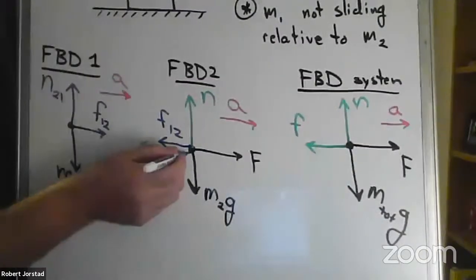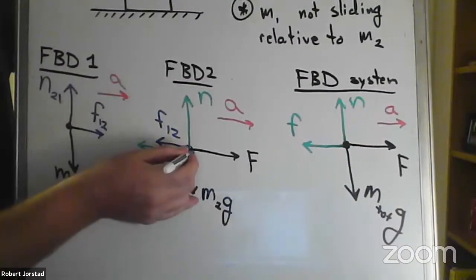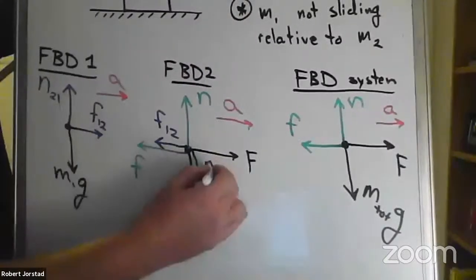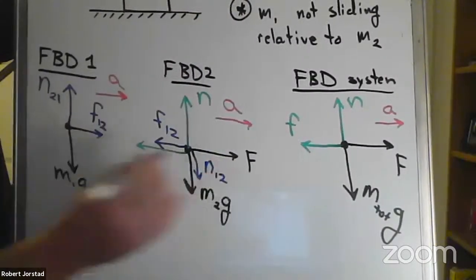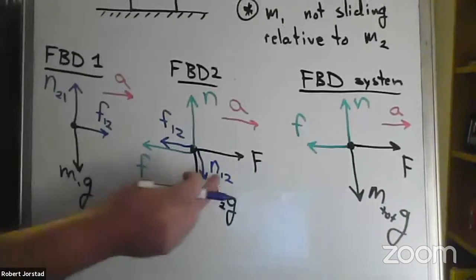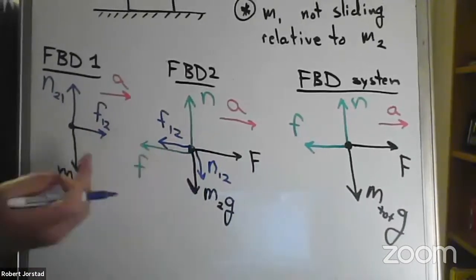Go ahead, Esteban. Is that you? Oh, my bad. Shouldn't there be a normal force on the box 2? Yes, that's what I thought. Yeah, sorry, I thought when you unmuted, I assumed it was Esteban about to say that because I cut him off from finishing his FBD. Sorry about that. So there should be an N12 downwards on this one, right?